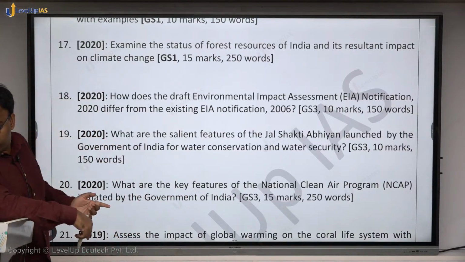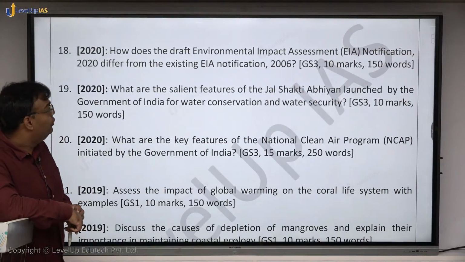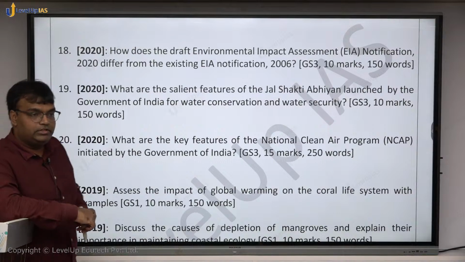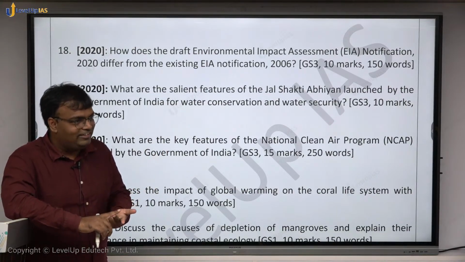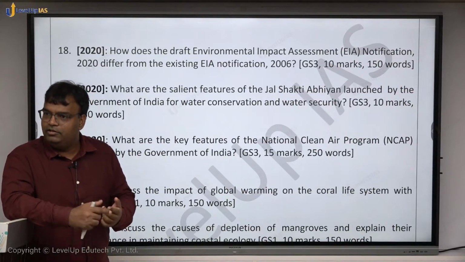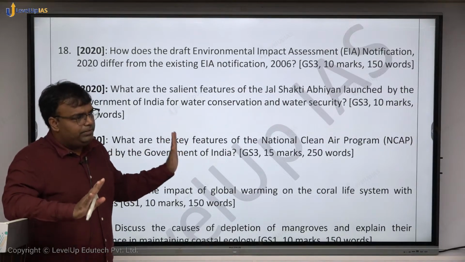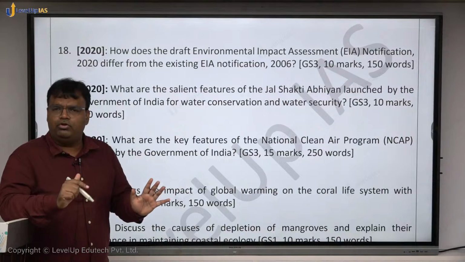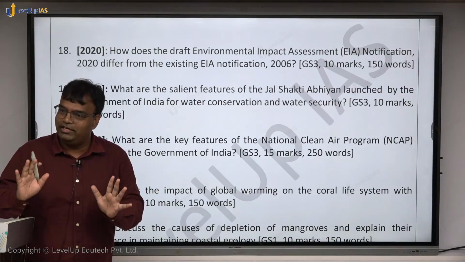Okay, then let's go to: what are the salient features of the Jal Shakti Abhiyan launched by the Government of India for water conservation? Again, water, climate change, water, forest, air, and other types of pollution. These are the areas getting repeated again and again. So water pollution, water conservation, all these things we will be studying, but not in a lot of detail. We should be able to write a 150-word, 250-word answer. That will be our focus.